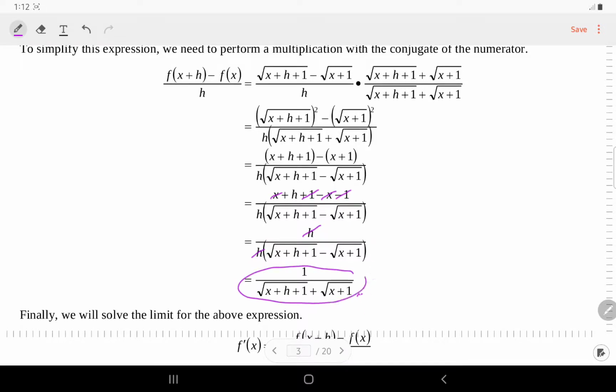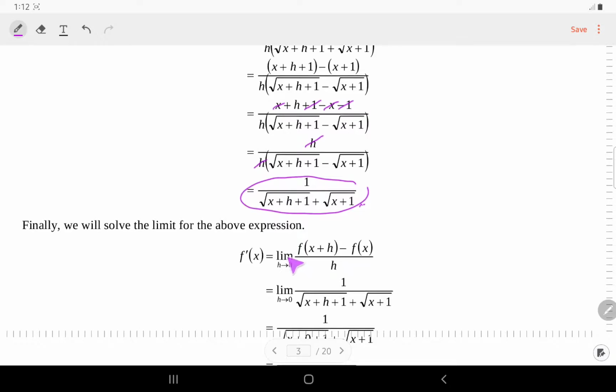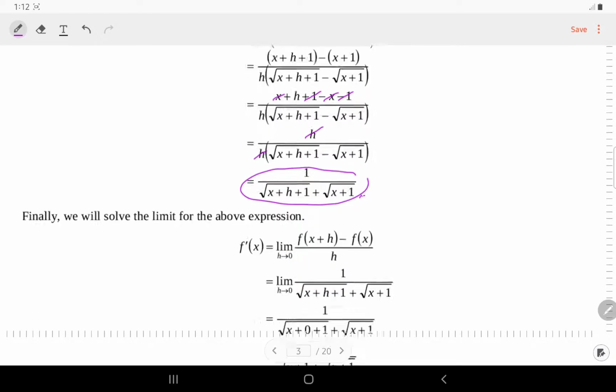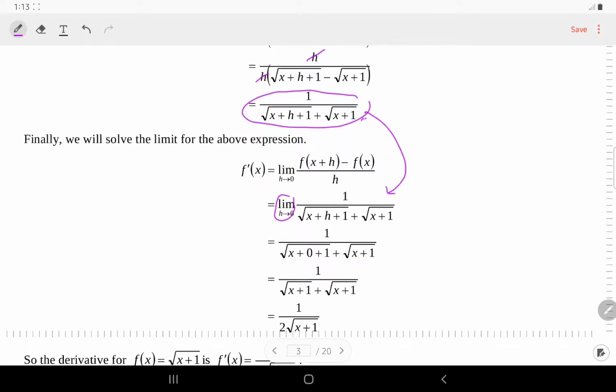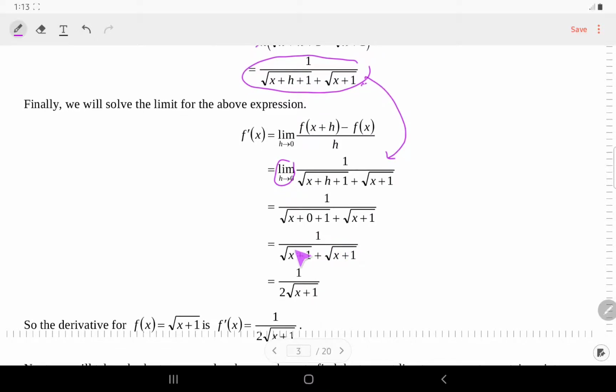Okay, so bila dah dapat ni, kita letak limit depan dia. Limit h tends to 0. Okay, lepas tu letak yang ni. Just kita tambahkan limit je. Limit h tends to 0. And then insert the value h 0, kita masukkan h equal to 0. So we will get like this, and try to simplify this form.